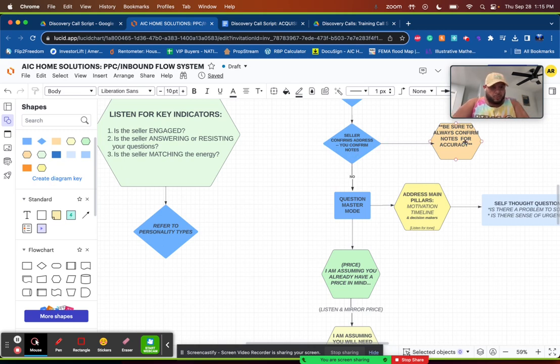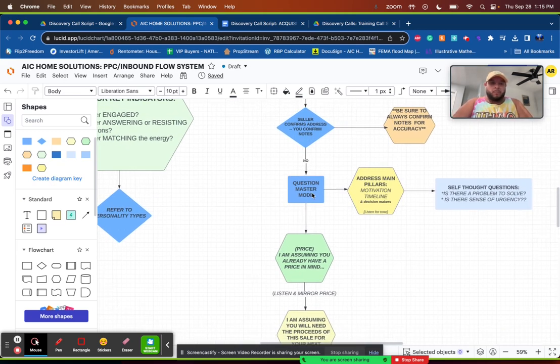After ensuring that we have the same subject home, we go into a section that's more of a question master mode, really figuring out if they're living in that home, if it's a rental property, or if they've inherited this property. This allows you to get some very important information, which addresses the main two pillars that we believe in as a company: motivation and timeline.